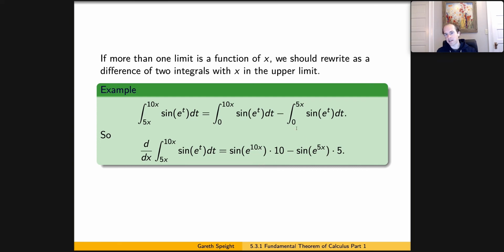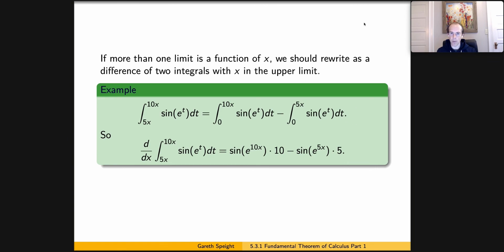And then similarly for the second term, it's a composition. The outside function is the integral from 0 to u of sine of e to the t dt. And the inside function is u equals 5x. We do the derivative of the outside, evaluated at the inside, which is sine of e to the 5x. And then we multiply by the derivative of the inside, which is 5. Okay, so that about wraps it up for this video.